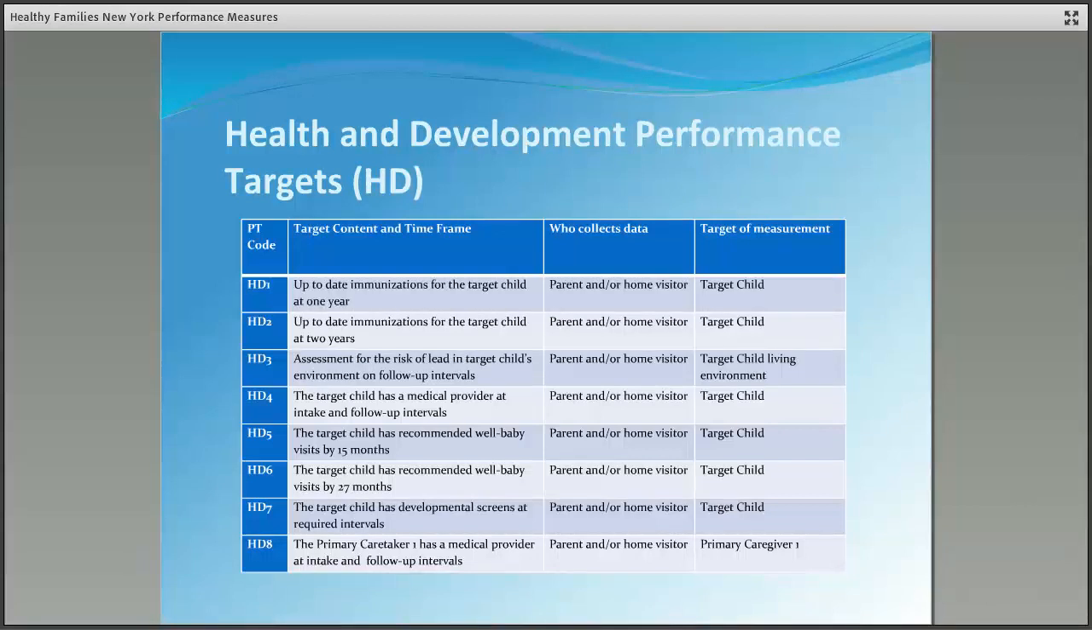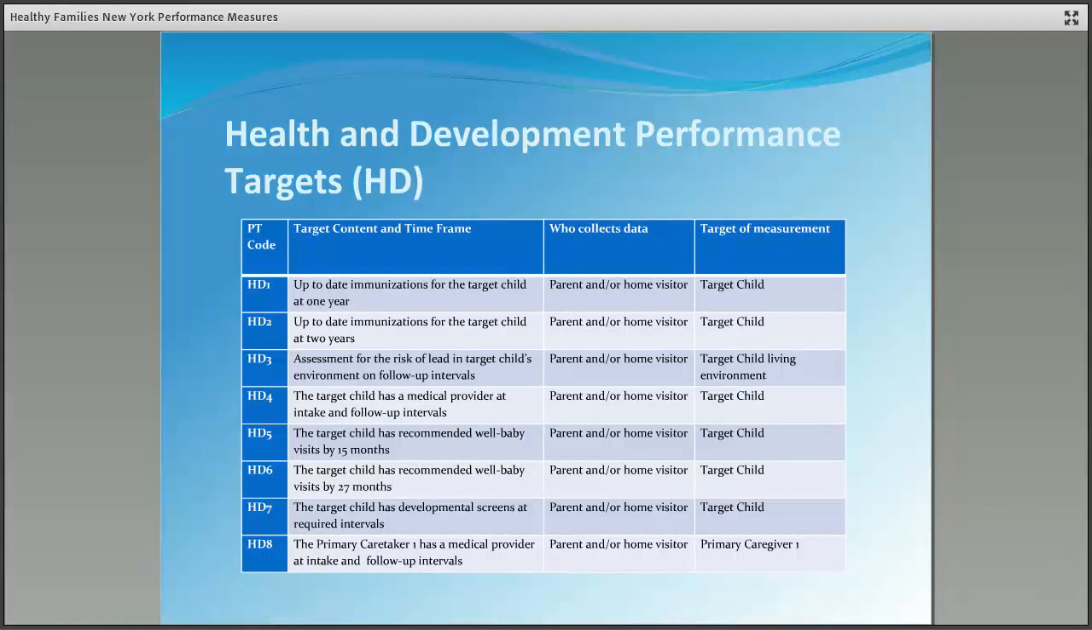The next two targets have to do with getting TC to a medical provider for the prescribed number of well baby visits. Again, you are working with the parent to accomplish this outcome. The next target, HD7, looks to see if you and the parent are regularly doing the developmental screens for the target child using the ASQ.